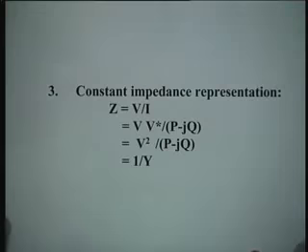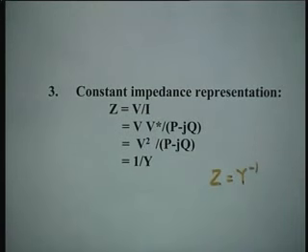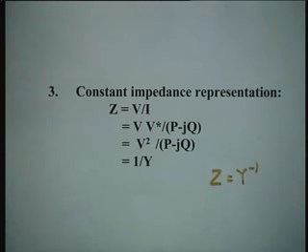And the third is constant impedance representation or admittance, that is one and the same thing. They are inverse of each other. Z is equal to 1 over Y, or if it is a matrix, Z is equal to Y inverse. V by I, we have just found out the value of I, so Z is V squared by P minus jQ, 1 over Y. So, this is a constant impedance, a load of 5 ohms, right. So, these are the three ways in which you can represent load: constant megawatt, constant current, and constant impedance or admittance.